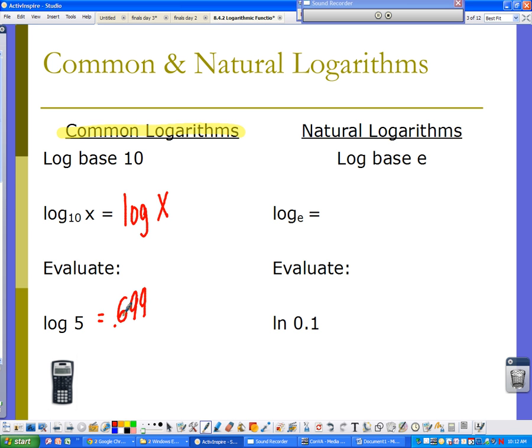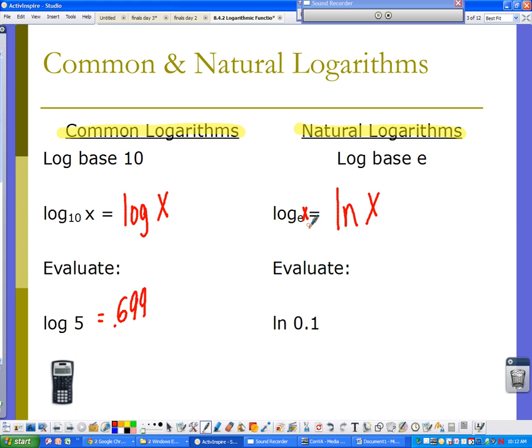Okay. The other type of log is a natural log. This is whenever we have a log base e, and the way we're going to write this is ln. It stands for natural log. There should be an x in there. Whenever you see this, you automatically think, hey, wait a minute, that's a log base e. So common logs have a base 10. Natural logs have a base e.